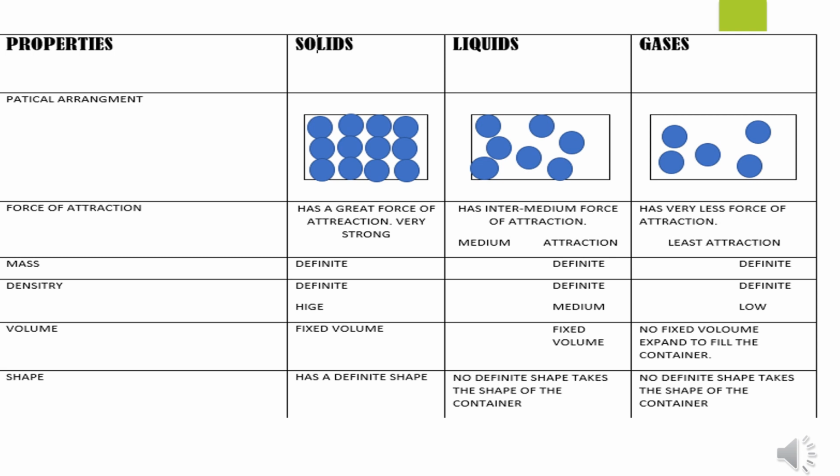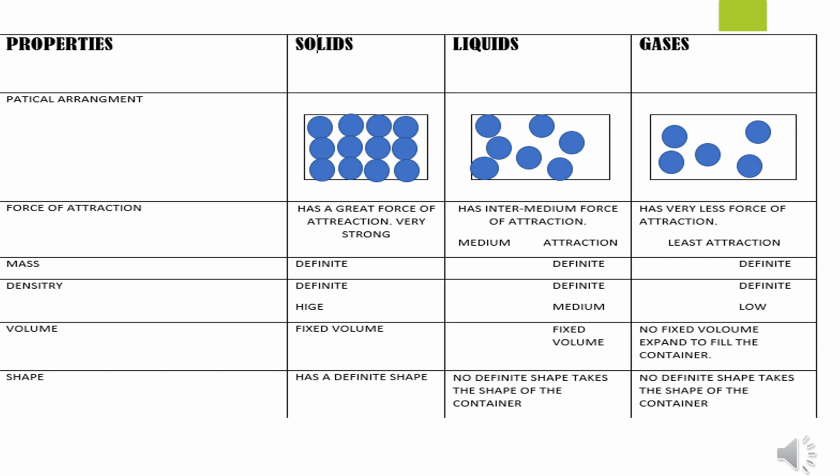Let's go to the mass. All states of matter have a definite mass, and their density is also definite. Solids have the highest density, and gases have the lowest density. When we compare their volume, solids and liquids have a fixed volume, but gas does not have a fixed volume. Their volume can be increased or decreased by changing pressure, and they expand to fill the container.